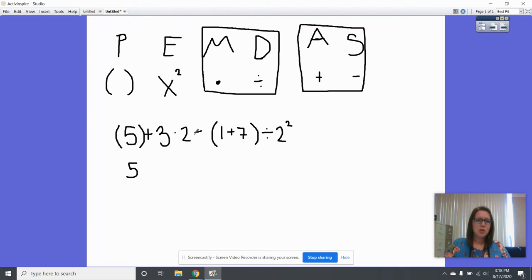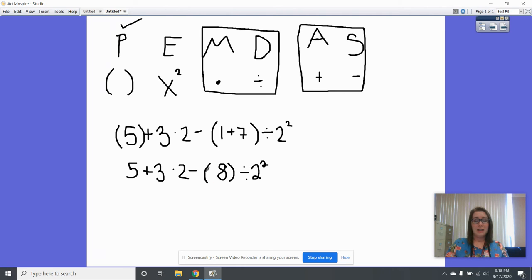Plus 3 times 2 minus, we have some parentheses, so I'm going to leave everything else just exactly the same. The very first thing I'm going to do is what's inside the parentheses. 1 plus 7 is 8. And then divided by 2 squared. Cool. Done with all my parentheses.